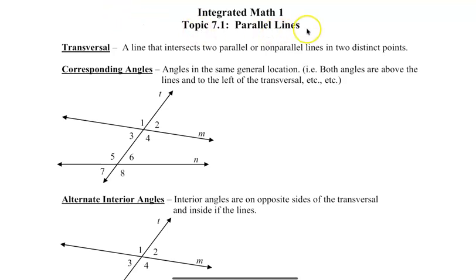So in this lesson, we're going to talk about parallel lines. First, let's do a little vocab. A transversal is a line that intersects two parallel or non-parallel lines. So if we have two parallel lines, the transversal is one that's cutting through like that. So that's a transversal. But they don't have to be parallel.